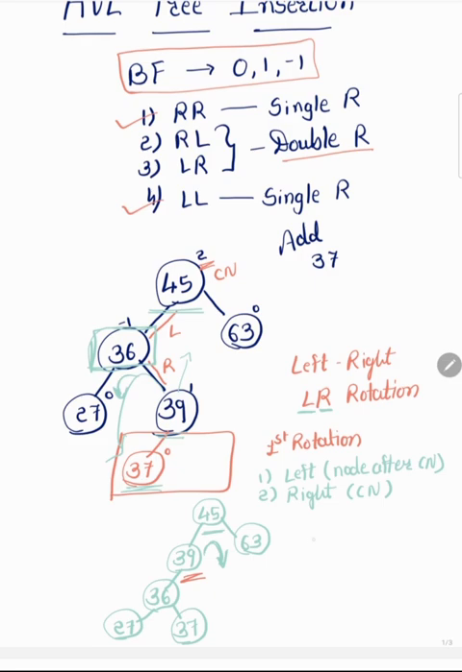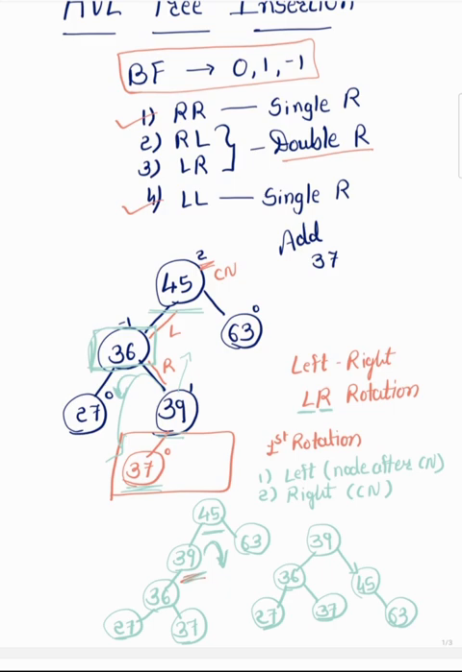If I rotate it, this 39 will become my root node, and this 45 will become the right child of that. 63 will remain as it is. 36 will be here, 37 and 27 will be here. So this is my answer after the LR rotation.